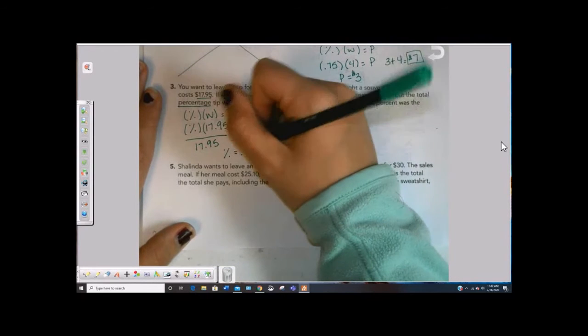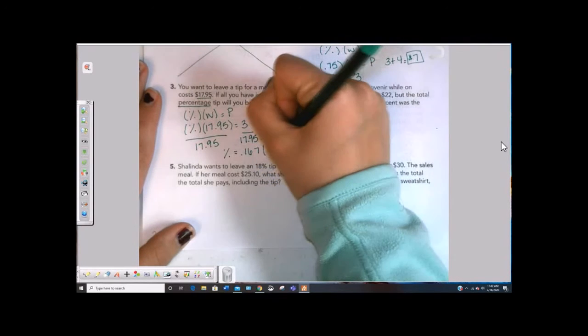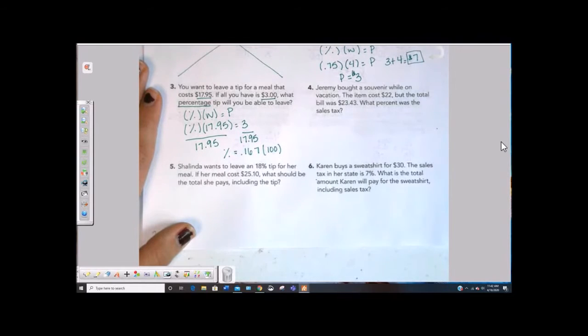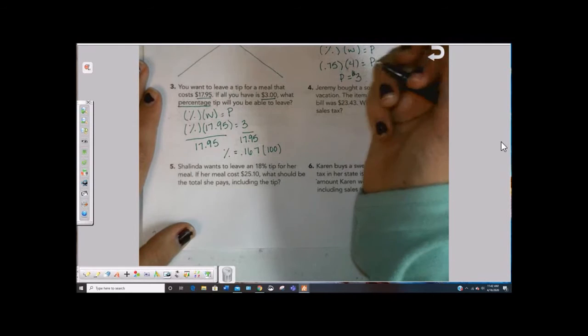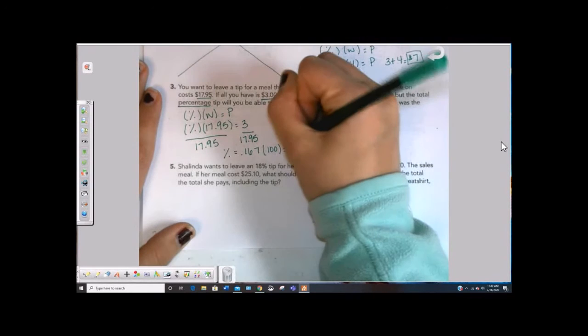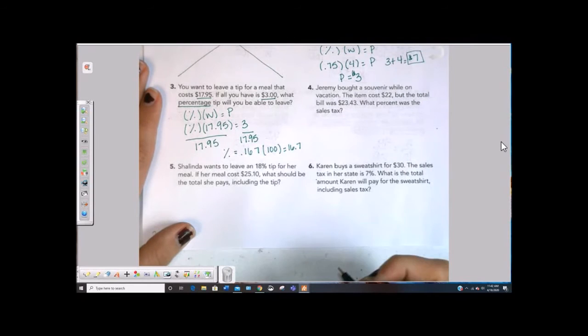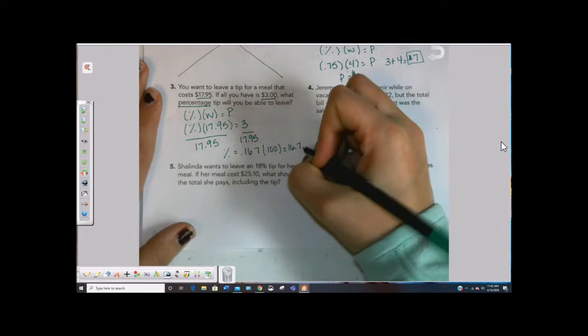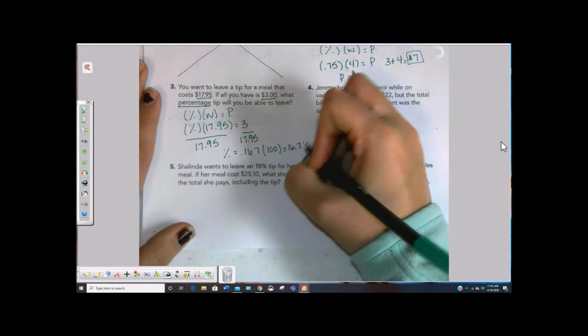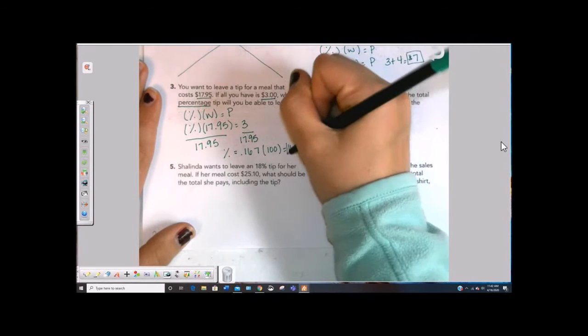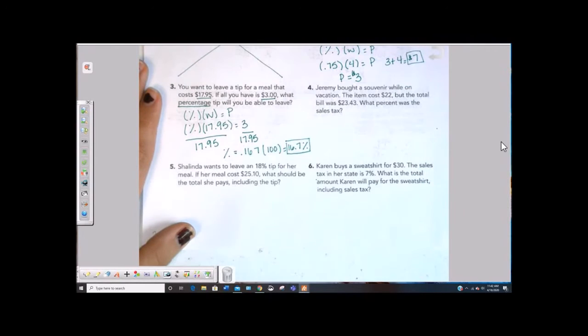When we're trying to find percent, just like when we move the decimal 2 to the left to get a decimal, remember percent is always out of 100. So we're going to take that decimal times 100 to find our percent of 16.7. So our percentage is 16.7%. So $3 is 16.7% of $17.95.